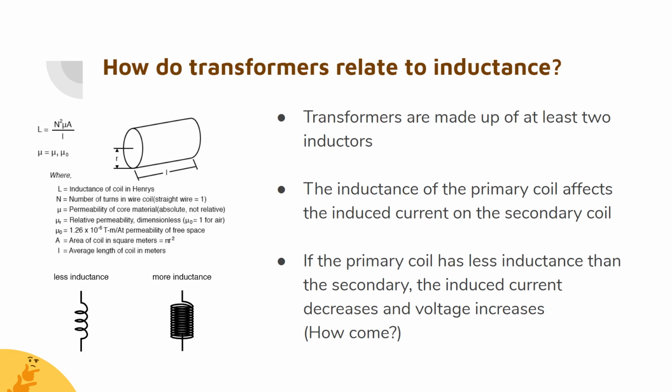What do transformers have to do with inductance? A transformer is made of at least two inductors, and inductance affects the induced current. For example, if the primary coil's inductance is less than the secondary coil's inductance, then the secondary coil's induced current is less than the primary coil's current, and the voltage goes up. And why is that? Since the power must stay the same, if the voltage increases, then the current must decrease.